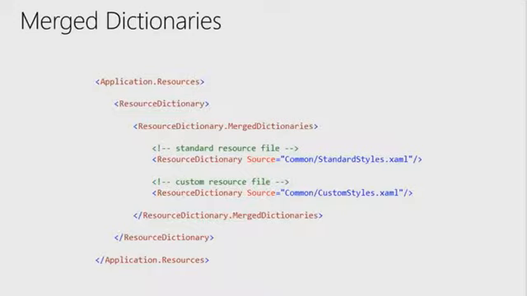If you were to look at the real code here, a merged dictionary is just a property on Resource Dictionary of type Resource Dictionary, just a collection. Yeah, and so here in this code sample, the first one is the standard one that comes out of the box, and we've added our custom one, and you could keep on going, right?